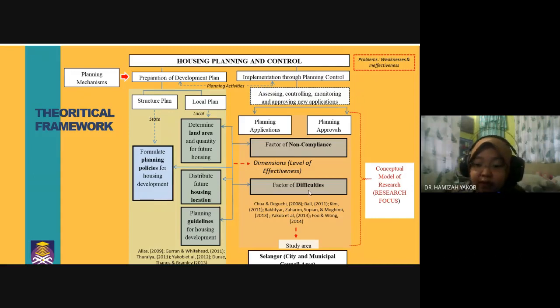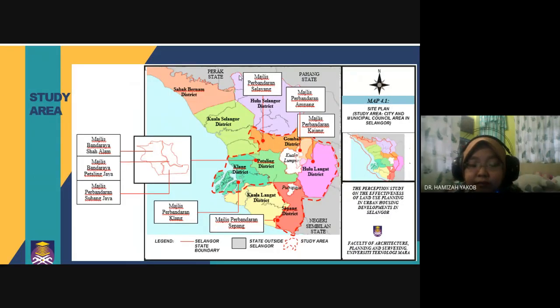Okay. So the study area focuses on city and municipal councils. Basically, respondents were drawn from these eight city and municipal councils. During that time, Majlis Perbandaran Kuala Langat was excluded because at that time it was still Majlis Daerah, and there are eight here. All these municipal and city councils are under five districts: Klang District, Petaling, Gombak, Hulu Langat, and Sepang.